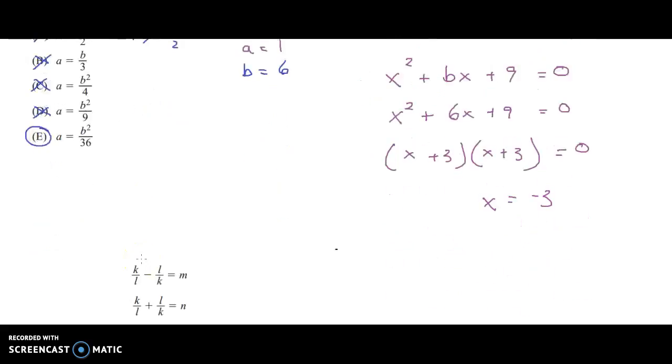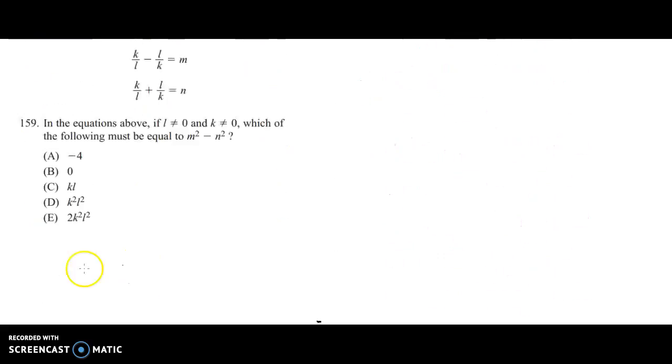Okay, so enough on that one. Let's do this one. This is very similar to the problem that we did in the previous video, so I'm going to zip over it very quickly.